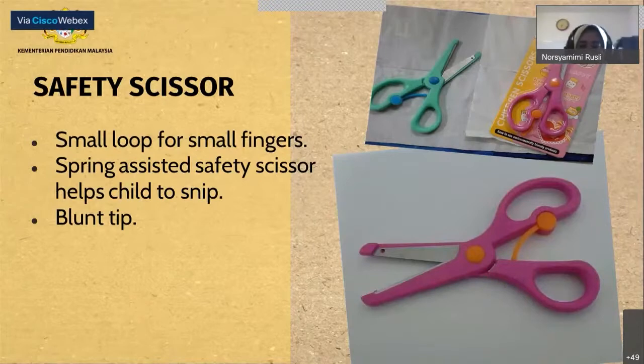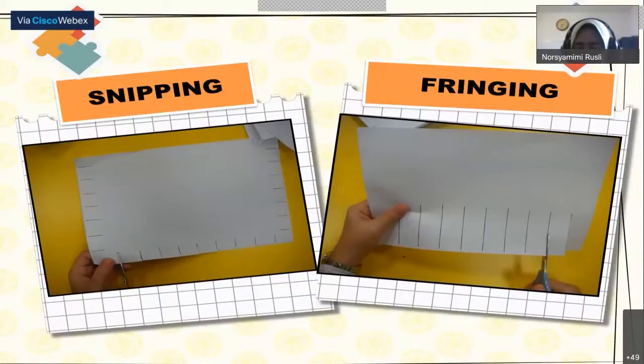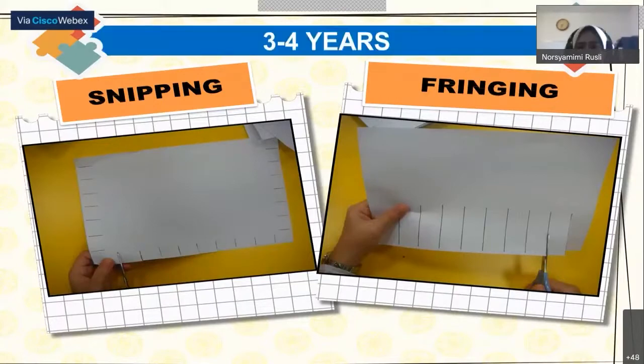This is the stages for scissoring skills. If you want to teach scissoring skills, it must go according to these stages. It is expected that at the age of 3 years old, the child will be able to snip paper. The snipping looks as in the picture. And from 3 years and above until the age of 4, he is able to do the next step, as in the picture.